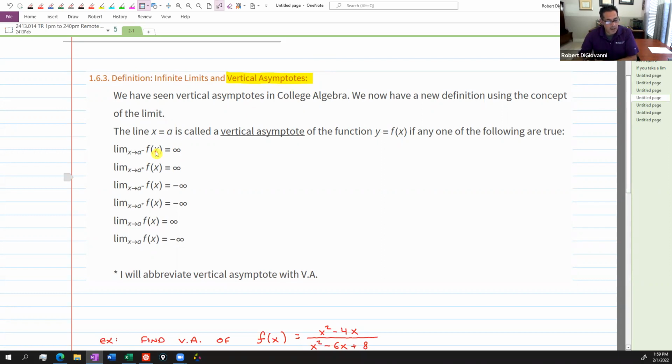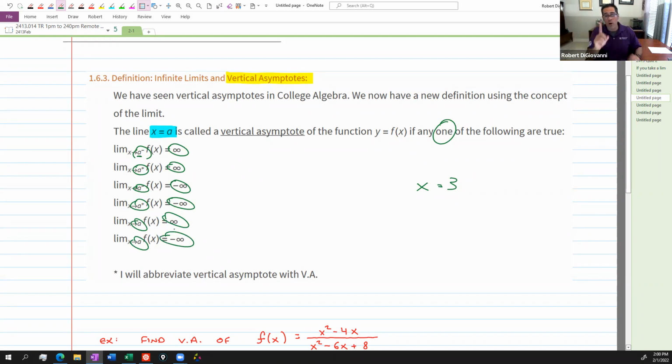So a line x equals a number, remember, x equals three is a vertical line through three. So x equals a will be called a vertical asymptote of some function if any one of the following are true. If we approach that a from the left and get infinity, approach a from the right, get infinity, approach a from the left, get negative infinity, approach a from the right, get negative infinity, or approach a from both sides and get infinity, or get negative infinity. If any one of those things happens, we will call it a vertical asymptote of the function.